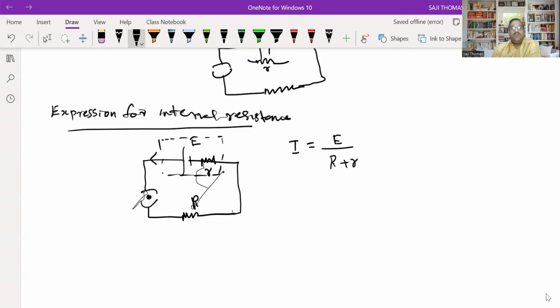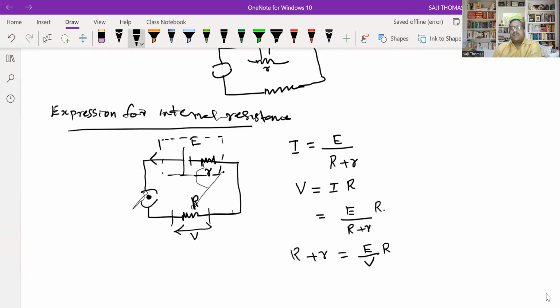Now, the potential difference across this external resistance is known as the terminal potential difference. How will you find that out? V equals I into R, and this I you can substitute here: E divided by R plus r, into capital R. From this, you can find out R plus r, that will be E divided by V into R.